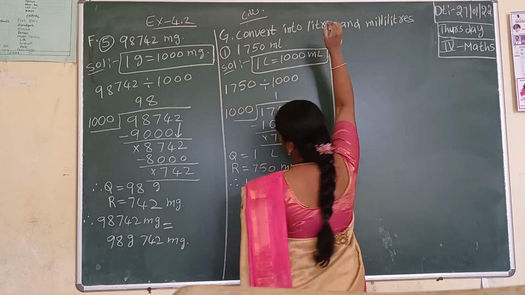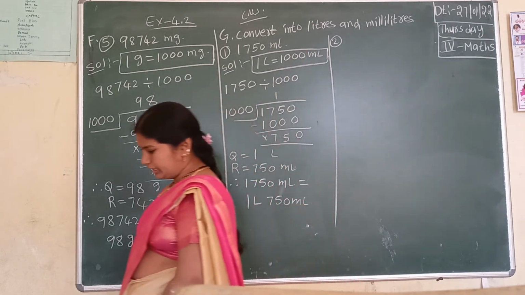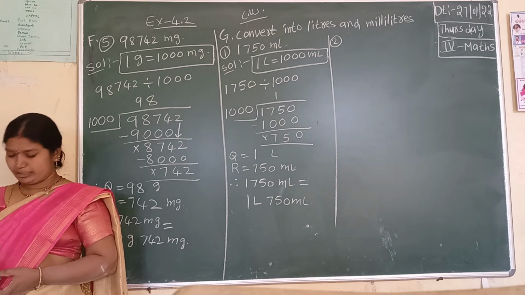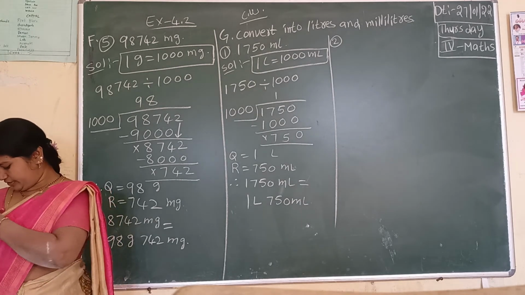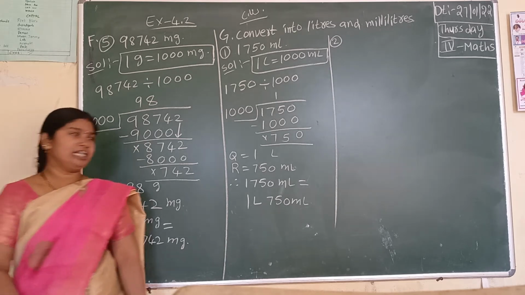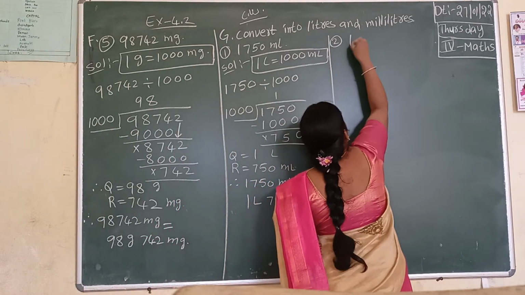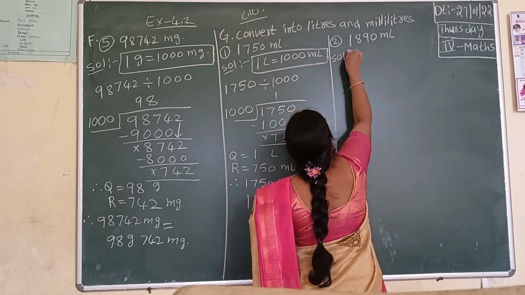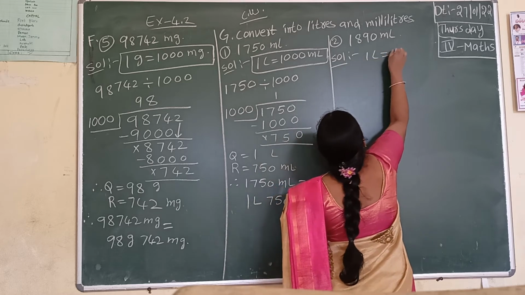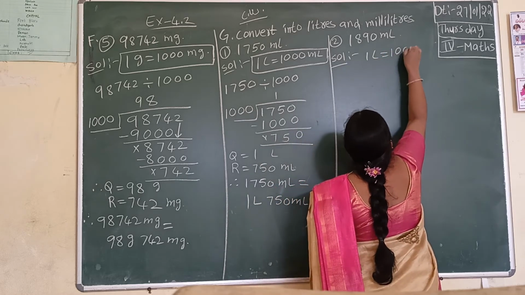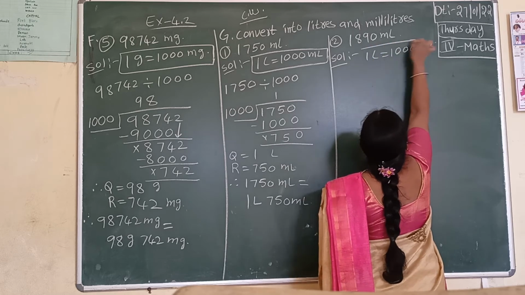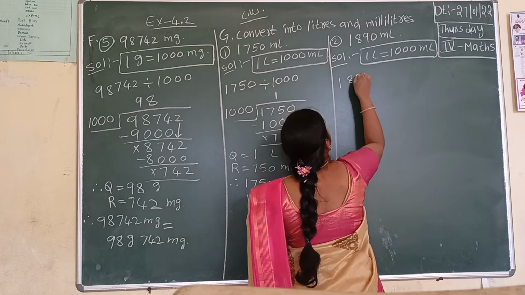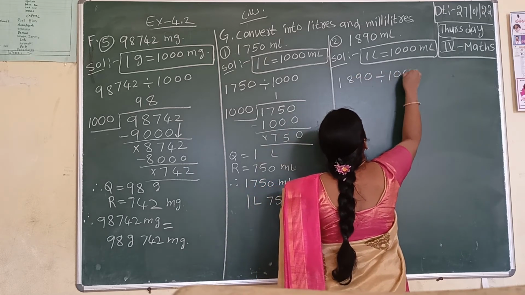Same like this, we have the second, third, fourth, fifth. Okay, same like this only. I will explain one more problem, that is 1890. 1 liter is equal to how many milliliters, children? 1000 milliliters. You have to do the division. 1890 divided by 1000.